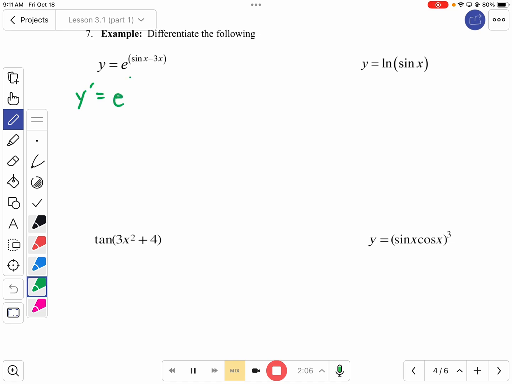So we're going to keep the e. All right. Then we're going to keep that whole exponent. So sine x minus 3x. Now, we need to take the derivative of that exponent. So what's the derivative of sine? Cosine x. And the derivative of negative 3x? Minus 3. Okay? There's really nothing else you can do to that.